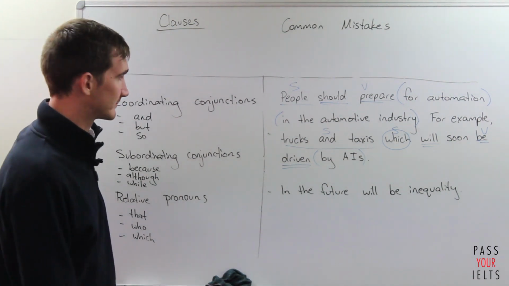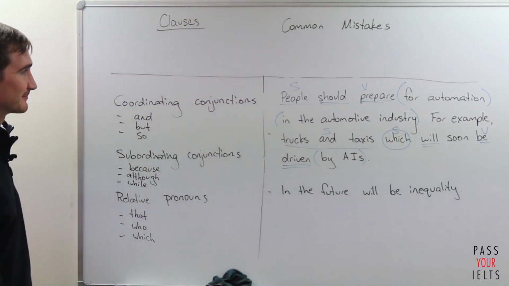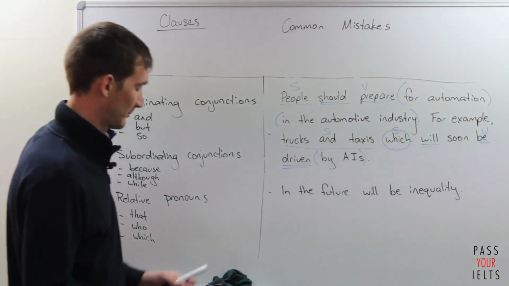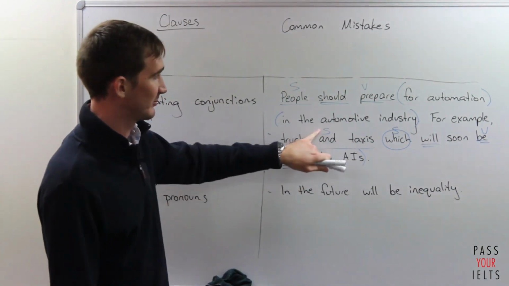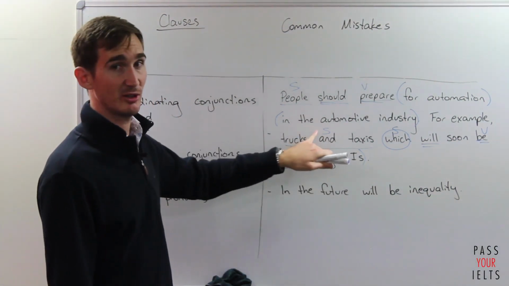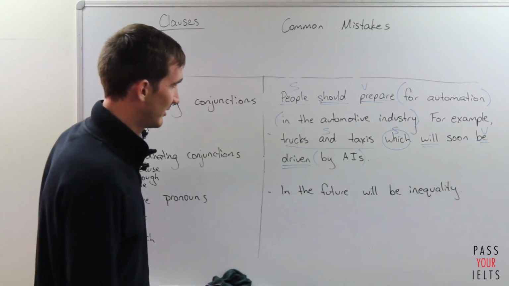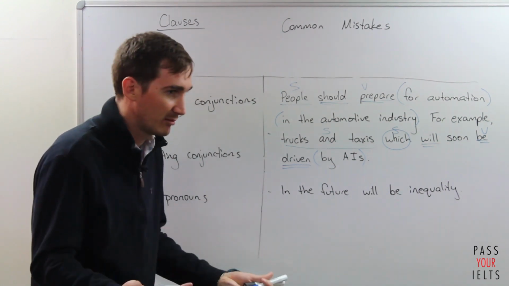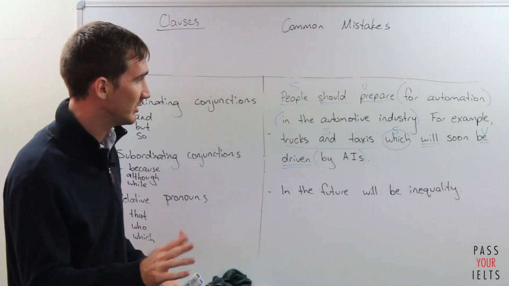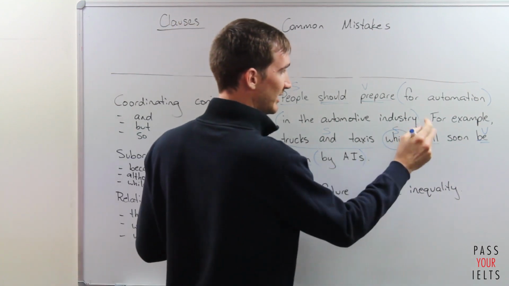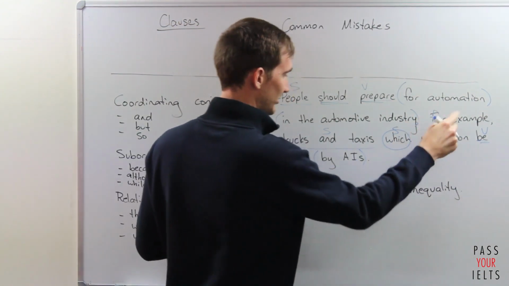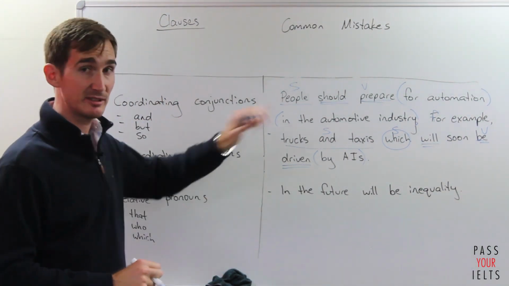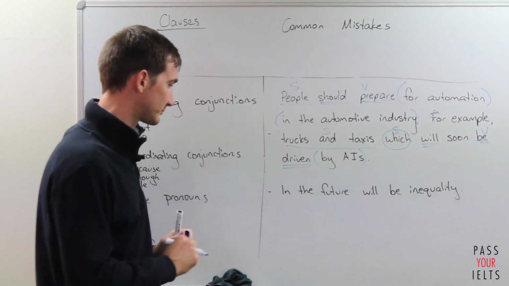So what's the problem? Well, what do you think? Problem's right here. We have a subject. We have no verb for it. It's all alone. For example, trucks and taxis, which will soon be driven by AIs. What trucks and taxis? What you could do, perhaps, is just put a comma here, attach, for example, to the previous sentence, and then you wouldn't really be breaking any rules. So that's a common mistake you need to be careful of.